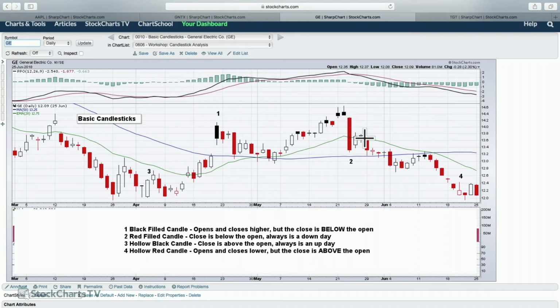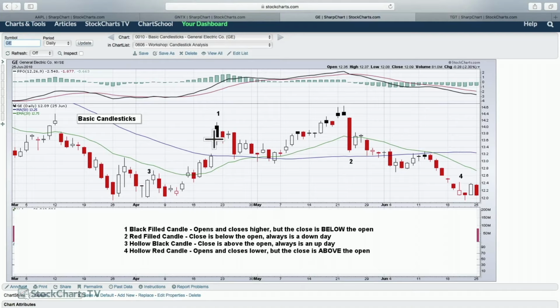Now you might say, well, what's the difference between black and red? Well, the black actually finishes up for the day. We had gapped up, went down, closed lower, but we still were up for the day. Here, we actually gapped down, finished lower, and we were down for the day. When you have a filled candle and you're down for the day, it's red. When you have a filled candle and you're up for the day, it's black. Black is a little bit more bullish. Red is a little bit more bearish when you're looking at candlesticks.